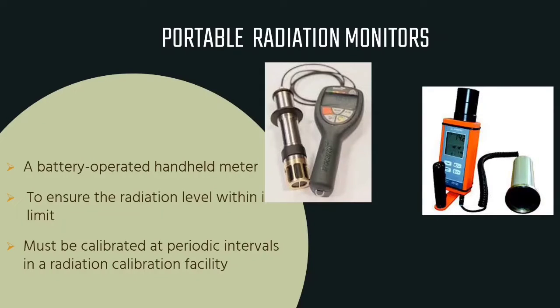The first instrument is portable radiation monitors. It's a battery-operated handheld meter like Geiger counters and scintillation counters. It's usually used at radiation facilities and work sites to ensure the radiation level is within its limits. This monitor also consists of a probe containing the detector, like a GM tube and ionization chamber, or detecting head. This monitor must also be calibrated at periodic intervals in a radiation calibration facility.